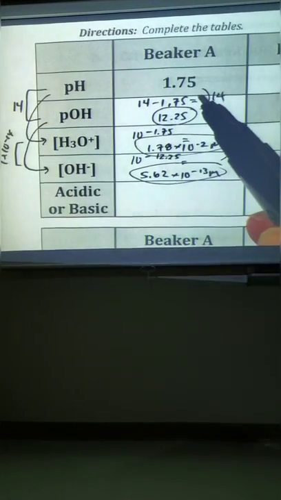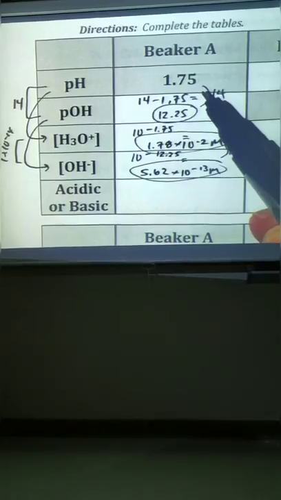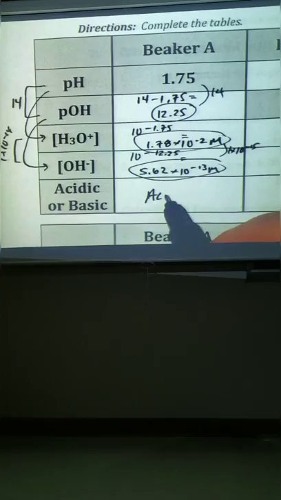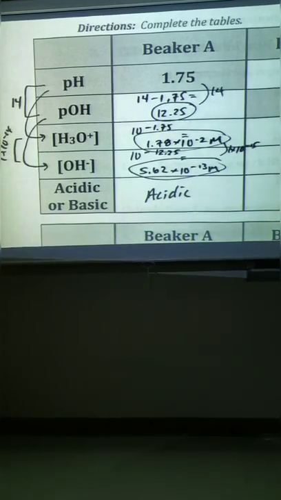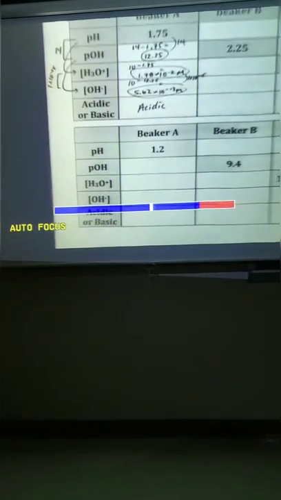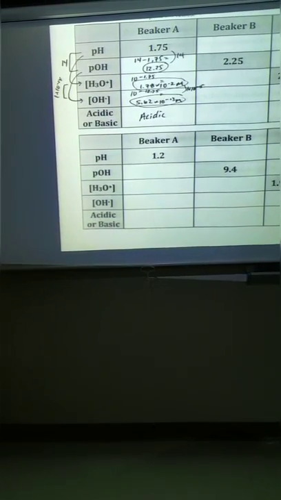I always like the pH definition, because that's what you're going to see in physiology and biology classes. This is less than 7, so this is acidic. So take a minute to try beaker A and beaker B on top and bottom using that idea, and you can do that now.